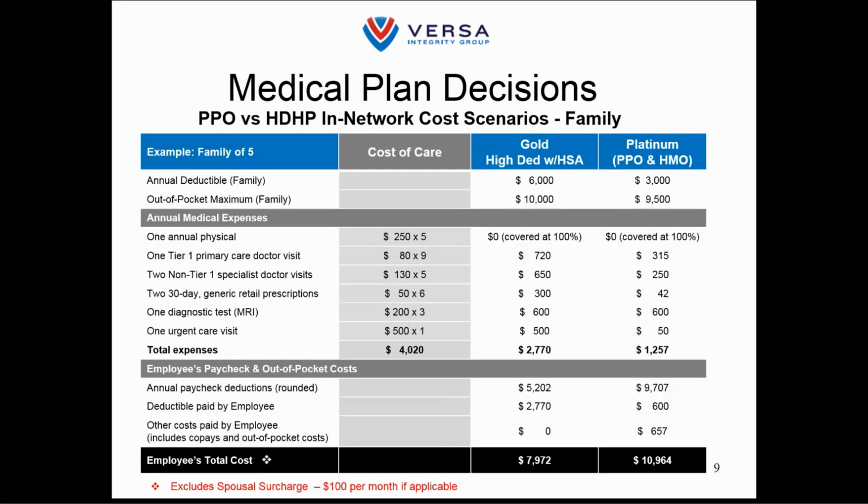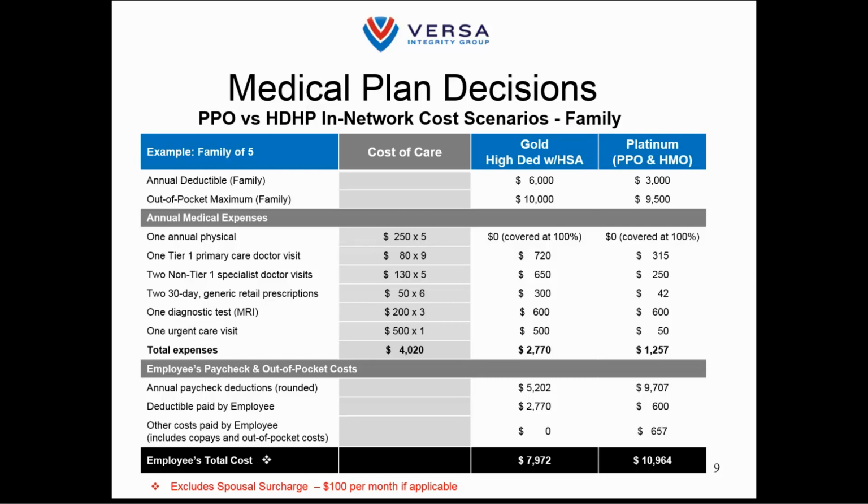In the second scenario, we're going to take a look at a plan for a family on the Versa plan. This family of 5 would anticipate going for annual physicals, all covered at 100%. We're going to assume a total of 9 trips to see the primary care physician, 5 specialist visits, and a few prescriptions. After a few tests and 1 urgent care visit, they would pay $1,257 on the platinum plans and almost $2,800 on the high deductible plans.